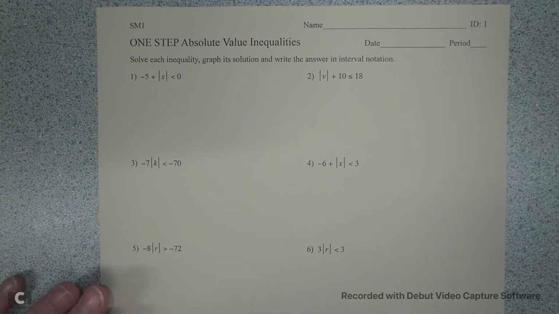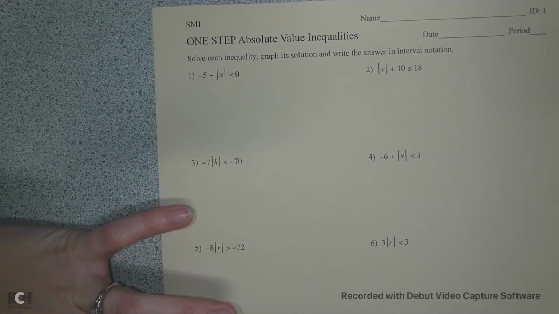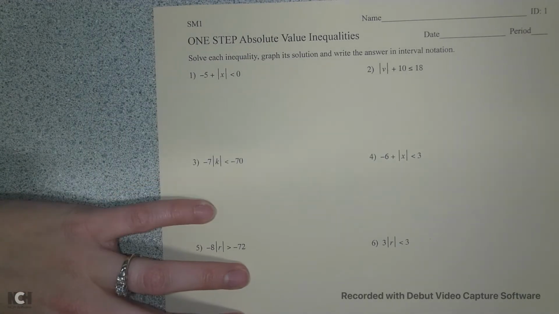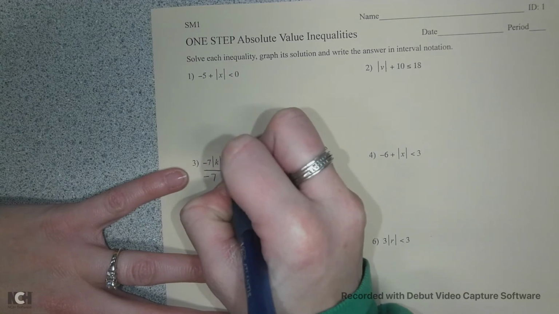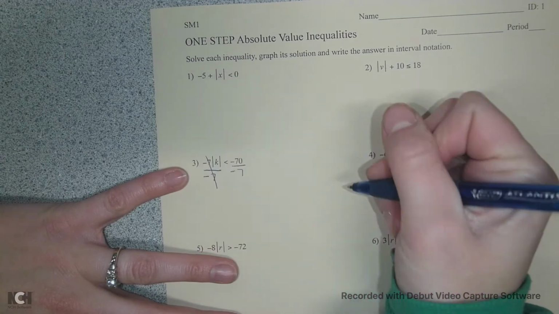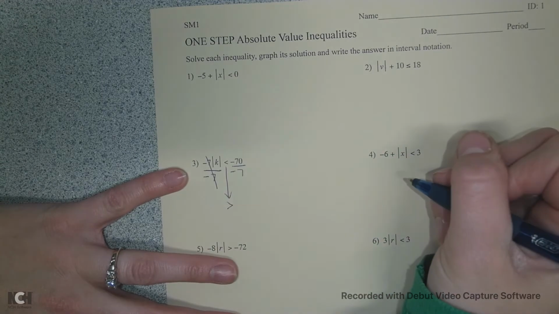So for our worksheet today, we have some 1-steps, and we have to just remember our inequality rules. If you multiply or divide each side by a negative, you have to flip. So like on number 3, there is this -7 that's out in front. So our absolute value is not by itself, so we're going to divide each side by -7. When we divide each side by a negative, because it's an inequality, we have to flip our symbol.